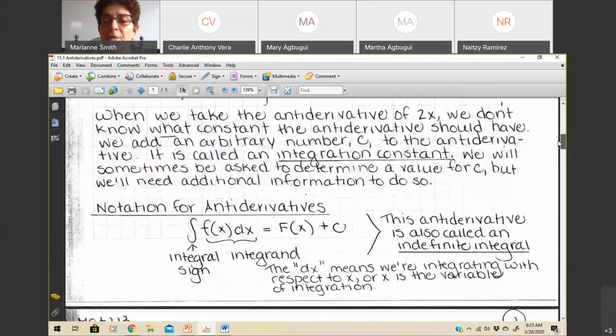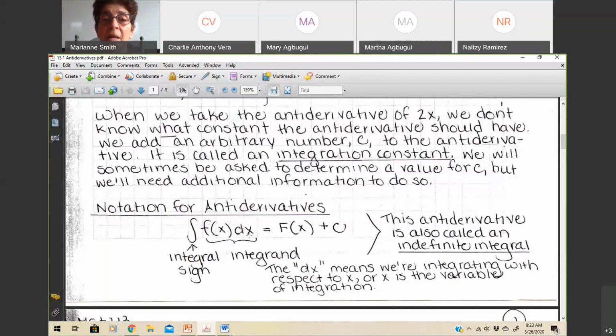So here is some notation for antiderivatives. This big S-shaped symbol, which you'll notice is as big as the f of x, is called an integral sign or an antiderivative sign. Most people will call it an integral sign. The f of x that we're integrating is also going to have this dx differential with it. And what the dx is telling you is f of x is your function that you want to find the antiderivative of. dx is telling you you're integrating with respect to x.